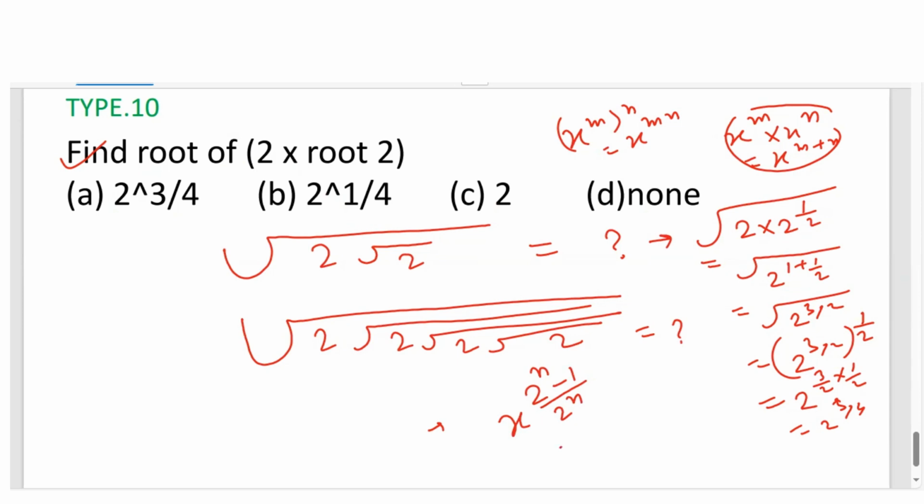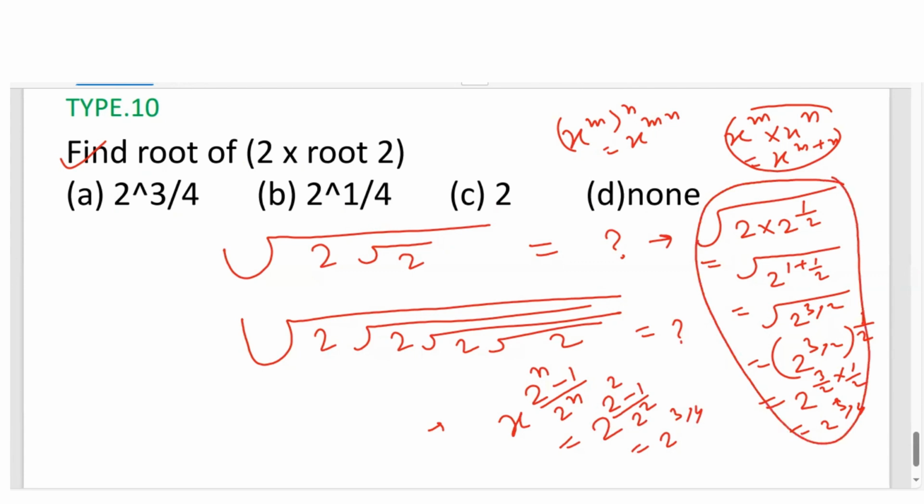So what can we write? x is 2 here. So 2 to the power (2 to the power 2 minus 1) divided by 2 to the power 2, as there are 2 roots. So we get 2 to the power (4 minus 1) by 4, that is 3 by 4. So our right answer is 2 to the power 3 by 4, which we already got earlier. But that took a lot of calculation, while here in only one line we get the answer 2 to the power 3 by 4.